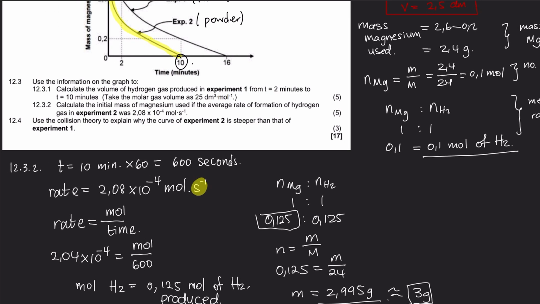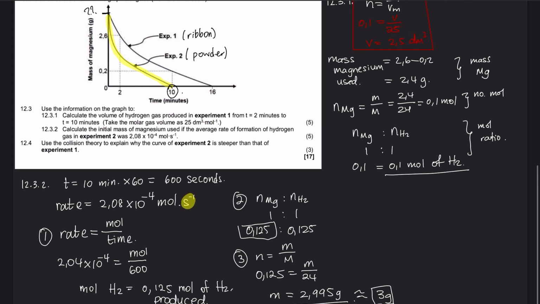Remember, step 1 was use the rate to calculate the number of moles. Step 2, use the mole ratio. And then step 3, calculate the mass. Okay, question 12.4.